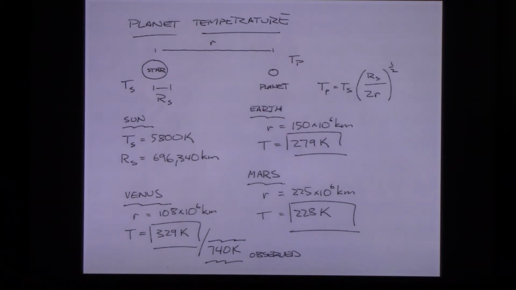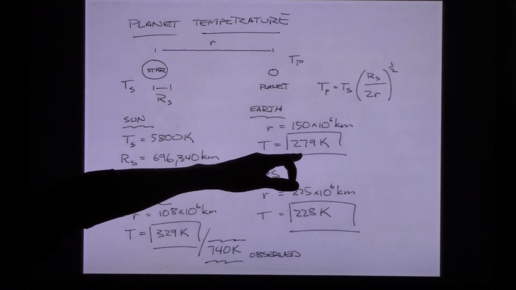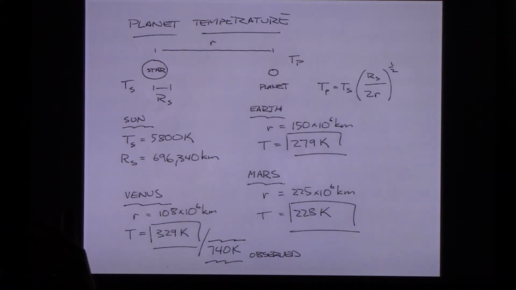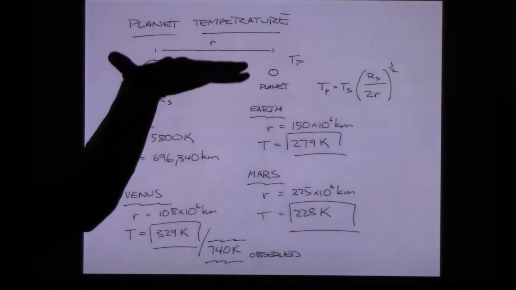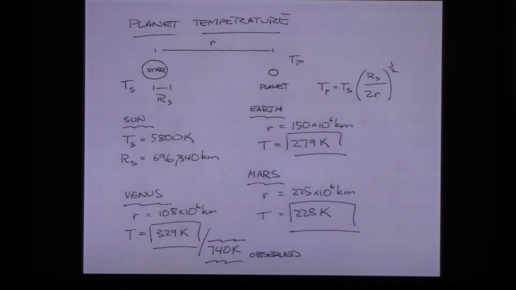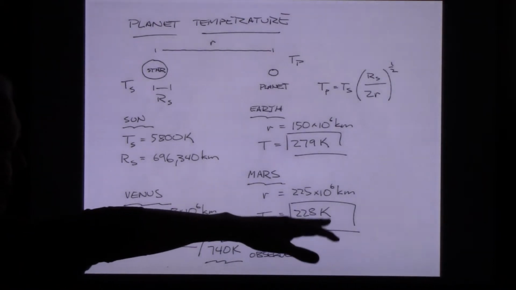Certainly in the polar regions, that's probably too high. Near the equator, that's probably too low, but as far as an average daytime, nighttime, polar, equatorial average, 279 kelvins, that sounds like Earth. So it turns out Earth's atmosphere is thin enough that it doesn't have such a big effect, and this simple model works pretty well. Let's move on to Mars.